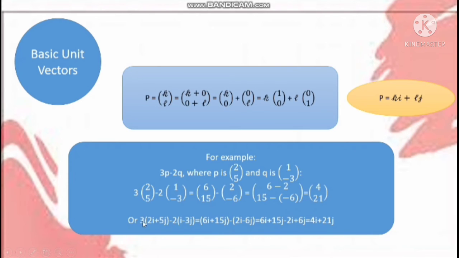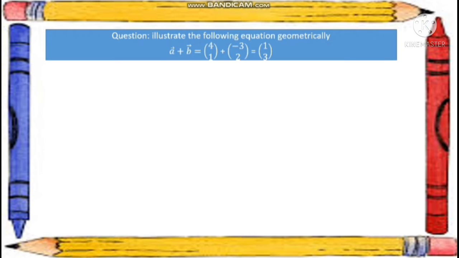Or we can write 3 times (2i plus 5j) minus 2 times (i minus 3j), equals 6i plus 15j minus 2i plus 6j, equals 6 minus 2 is 4, 15 plus 6 is 21. So we get 4i plus 21j. Illustrate the following equation geometrically.